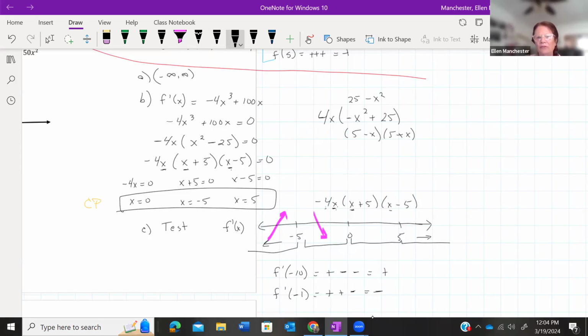And then I'm going to test between 0 and 5. So I can plug in 1. -4 times 1 is negative. 1 plus 5 is positive. 1 minus 5 is negative, so it makes the whole thing positive.